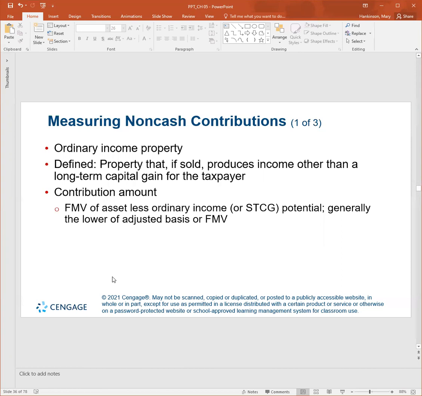So capital gain property is property that, if sold, will result in a long-term capital gain for the taxpayer. Ordinary income property is property that, if sold, produces income other than long-term capital gain for the taxpayer. Examples of ordinary income property include inventory and capital assets held 1 year or less.